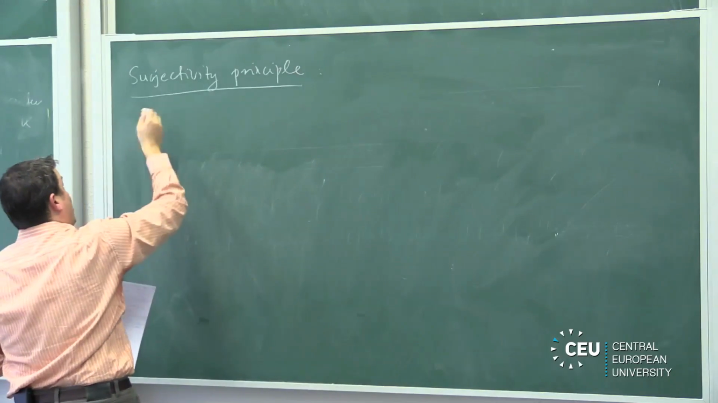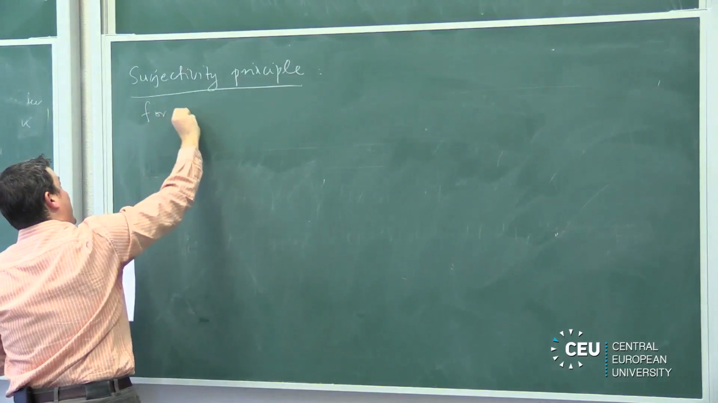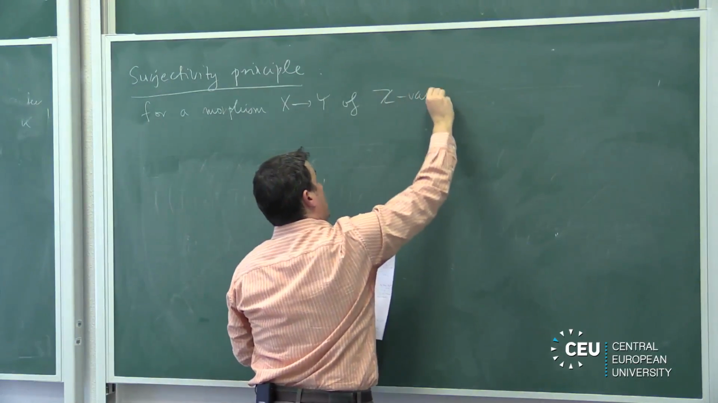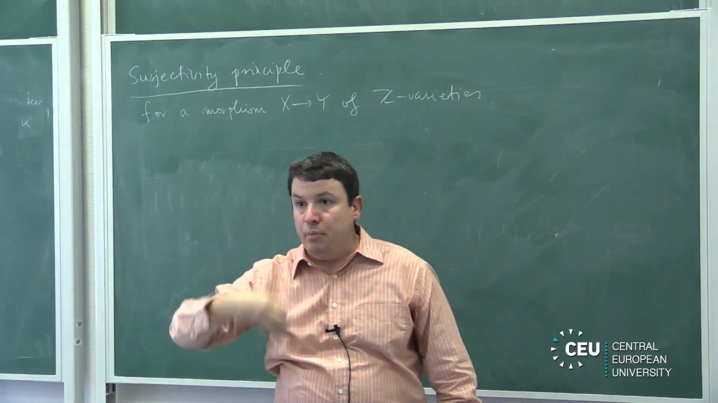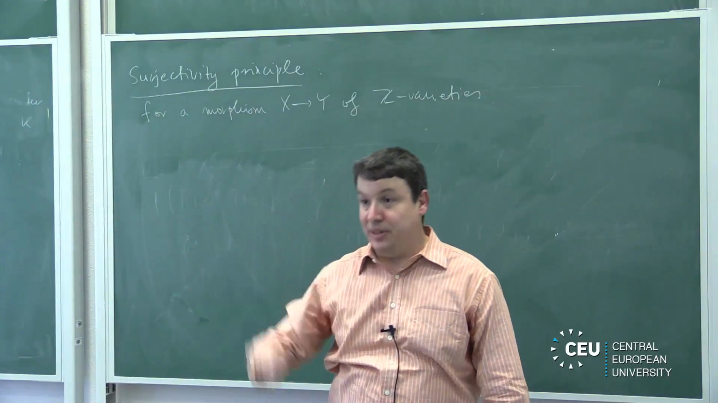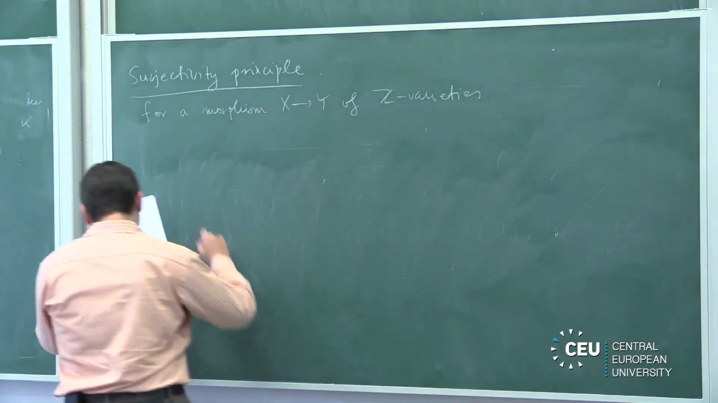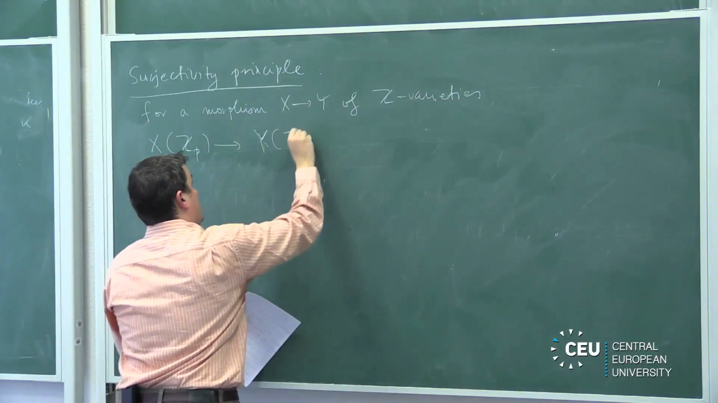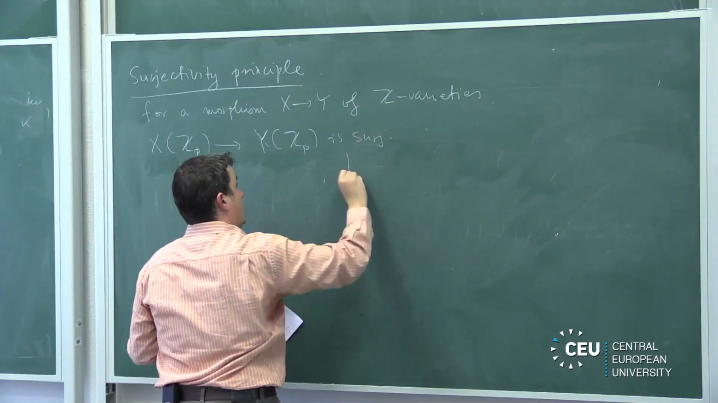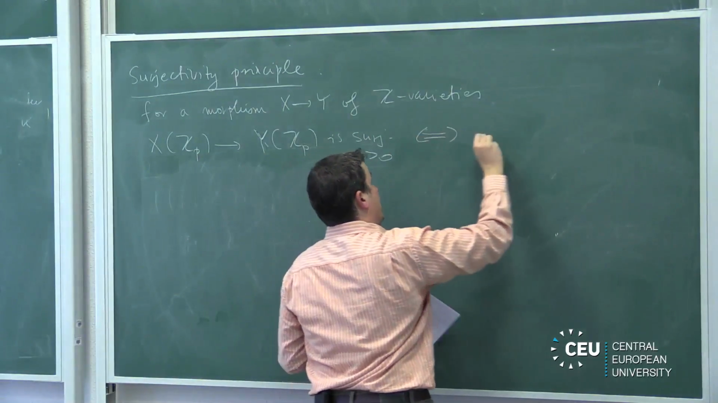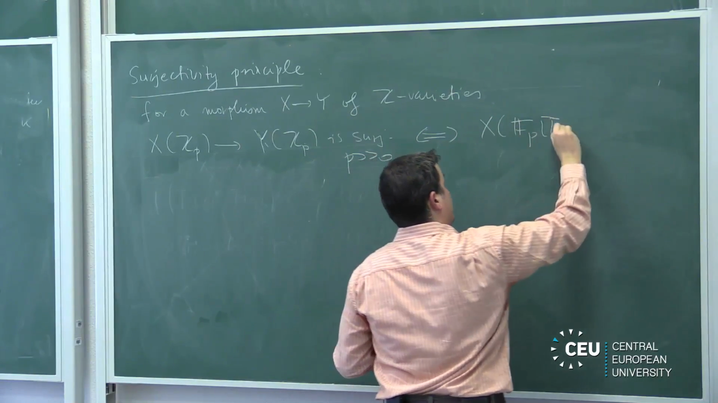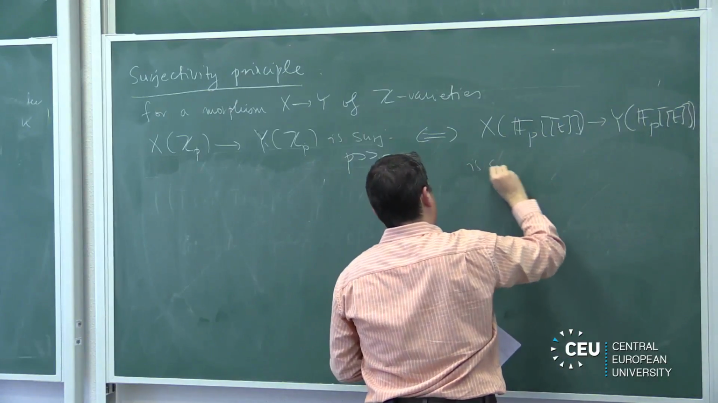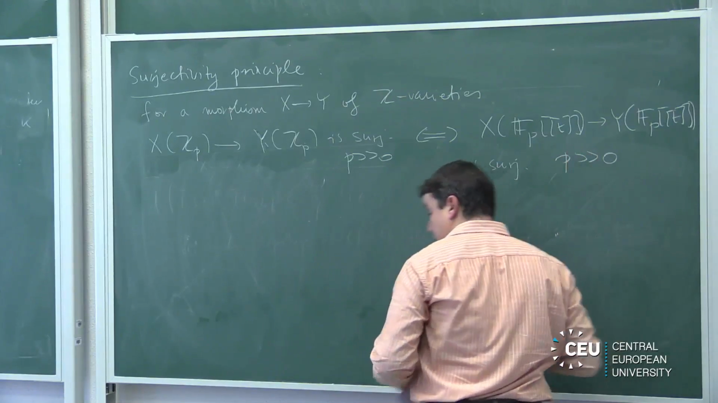And which is the following. So now I'm using the language of algebraic geometry. So for a morphism X to Y of Z-varieties, so morally these are objects defined by a bunch of polynomial equations in some space locally, and a morphism is something given by a polynomial map between them. X of Z_p to Y of Z_p is surjective for p large enough. So this holds if and only if X of F_p((t)) to Y of F_p((t)) is surjective for p large enough. Okay?